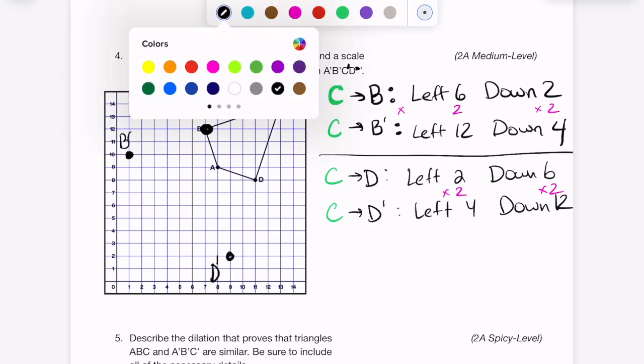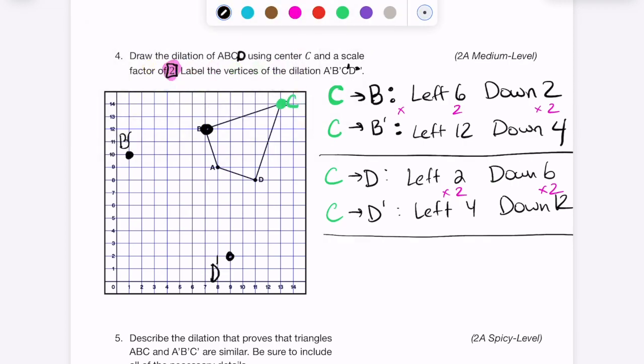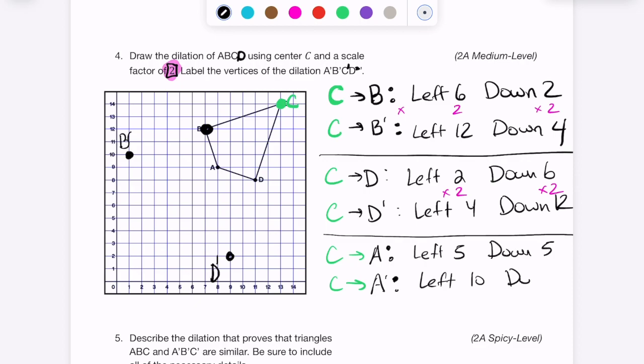And the exact same thing, how do we get from C to A? To get from C to A, we're going left 5, and then down 5. So we're going to multiply left 5 down 5 times 2, and that's going to turn into left 10 down 10. There we have it, and then we're going to connect our new points. And we're going to connect that to where C prime would be.